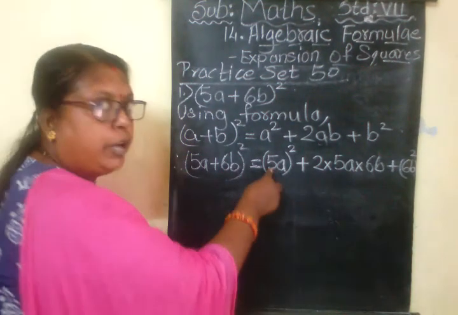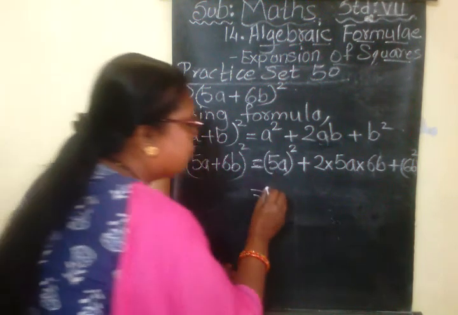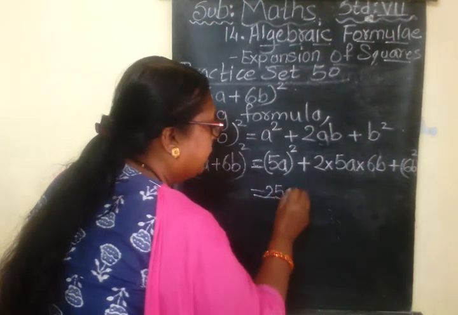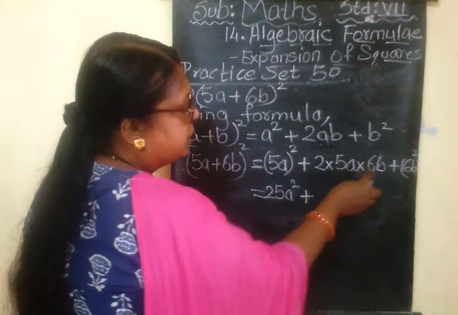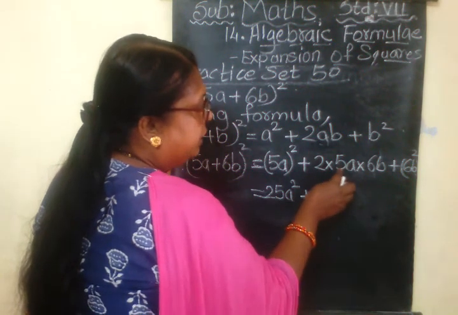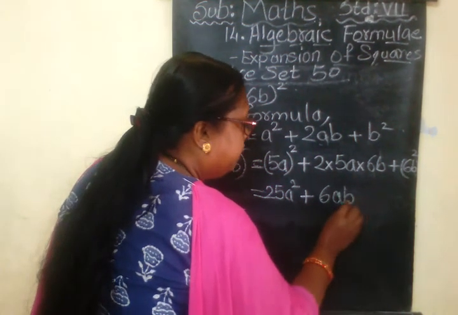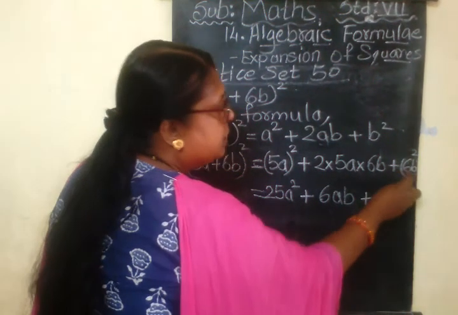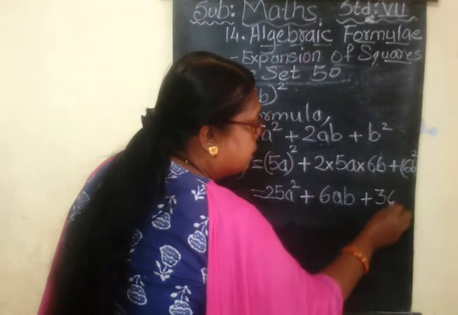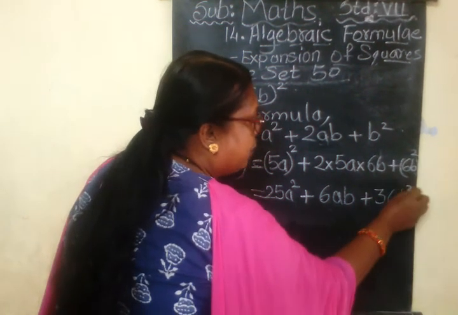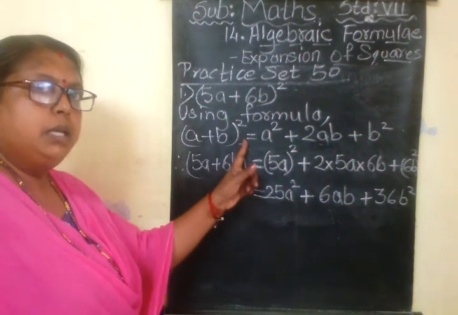Now I have to find the square of 5 also because it is inside the bracket. So 5 square is 25, 25a square plus, multiply all these digits. 2 5s are 10, 10 6s are 60. So 60ab plus 6b the whole square. Square of 6 is 36 and b square. So this is the expansion of 5a plus 6b whole square.